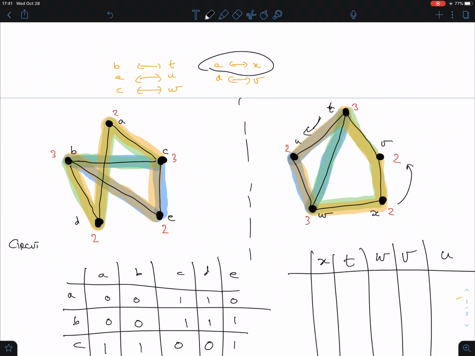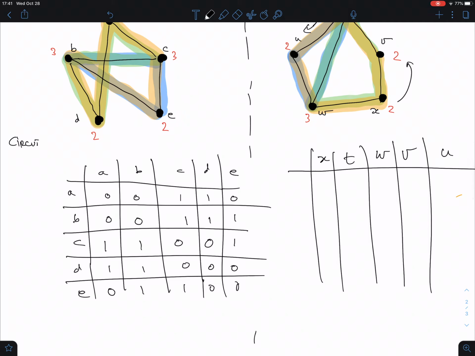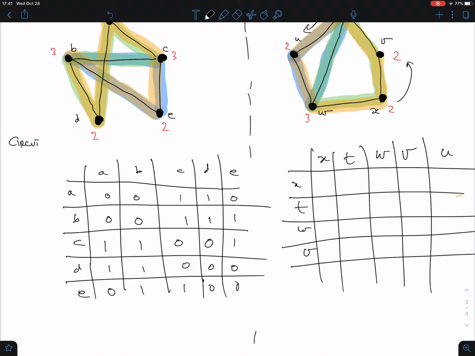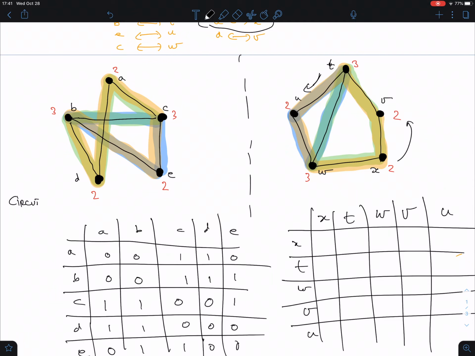And of course, I'm pointing here to the column heads, but the same is true for the rows, right? X, T, W, V, and U. And now I make the incidence matrix using these columns. So X, let's look at X. What is X? X connects to V and W, right? So a 1 here and a 1 there, and everything else has to be a 0.